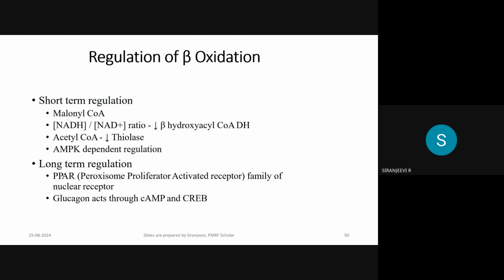There are other regulations, called the NADH to NAD plus ratio. If it is less, then the beta hydroxyacyl CoA dehydrogenase will be there. Then acetyl CoA also will reduce the beta oxidation. The AMP dependent regulation also comes in the case of short term regulation. When you see long-term regulation, there are two receptors responsible. One is the peroxisome proliferator activated receptor family, and the second one is glucagon, which acts through cAMP and then the CREB pathway.